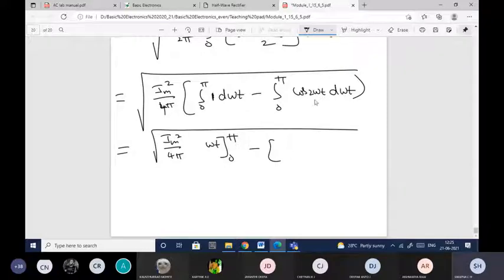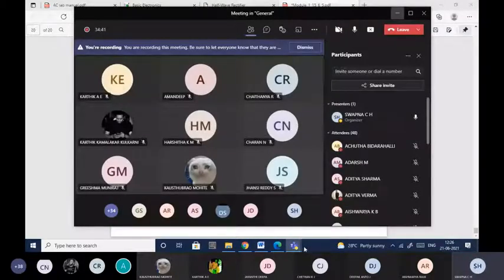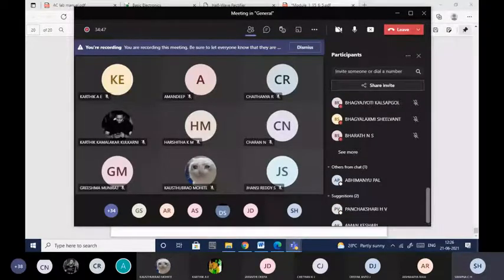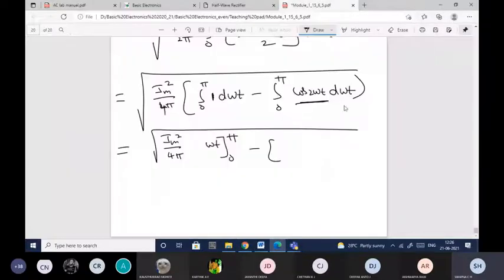What is the integration of cos? Tell me the integral of cos. Sine. Yes, sine 2 omega t divided by 2, right? Because I have the constant also. Okay, so 2, and it is from 0 to pi.